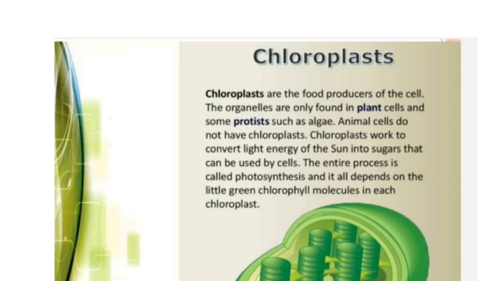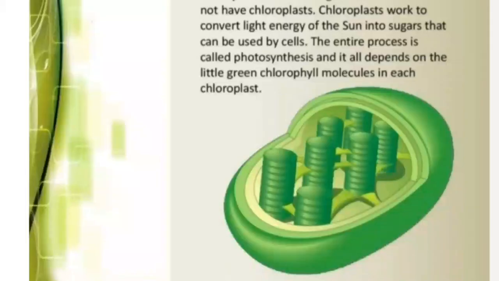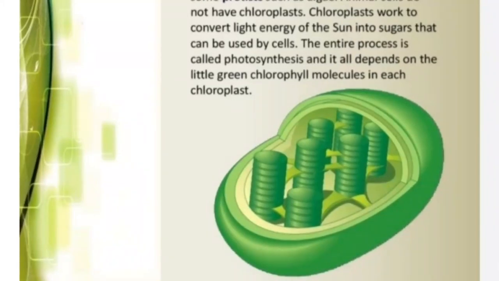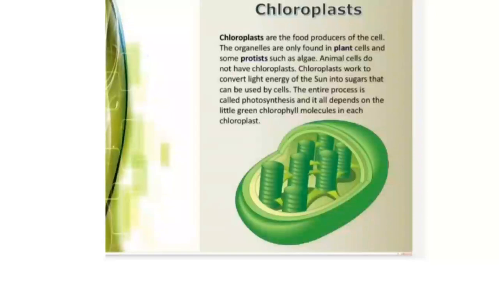It also depends on the little green chlorophyll molecules in each chloroplast. See here the structure of chloroplast. These little green organelles are called chlorophyll. The main function of chlorophyll is trapping the solar energy and it is used for synthesis of food in all green plants. Absorption of light energy and conversion of it into biological energy, and production of ATP by photophosphorylation.